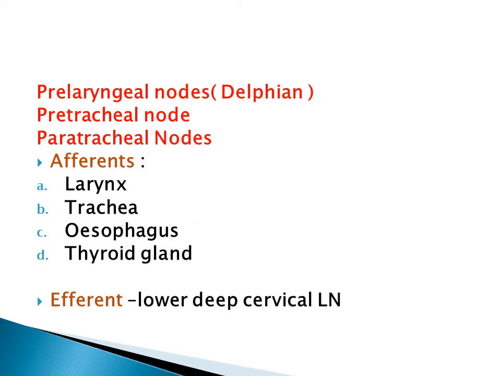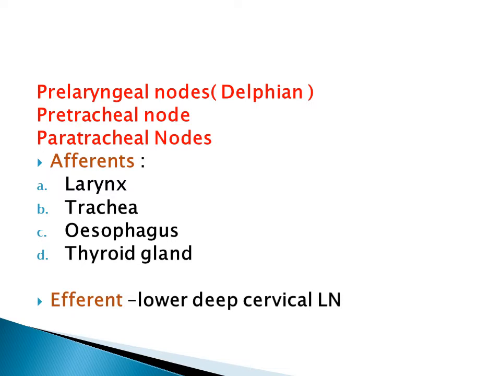Pretracheal, paratracheal and prelaryngeal nodes drain the larynx, trachea, esophagus and thyroid gland. So afferent lymphatics arising from the larynx, trachea, esophagus and the thyroid gland reach these nodes, the prelaryngeal, pretracheal and paratracheal nodes. From these nodes, efferent lymphatics arise and drain into the lower deep cervical lymph nodes.